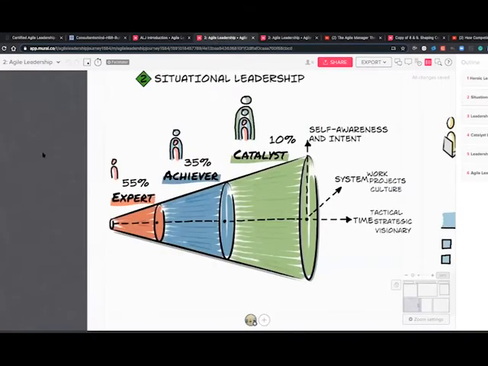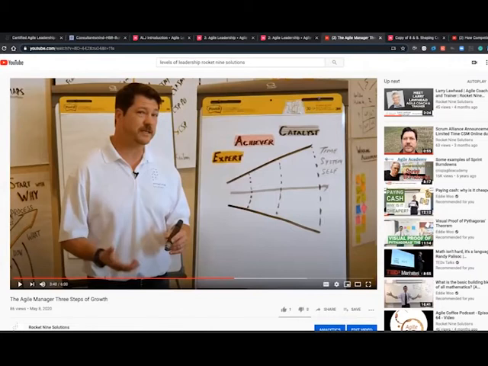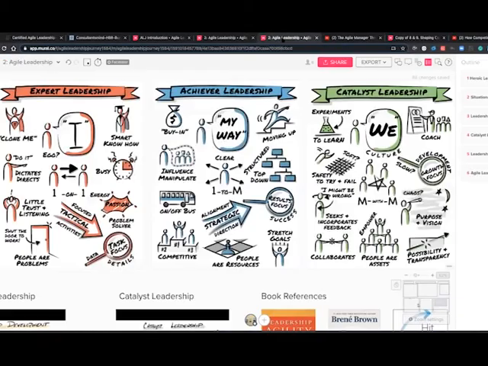So first of all, the Agile leader is moving from being an expert to what we call a catalyst. The majority of management is in this expert or achiever phase. That is, they are the smartest person in the room. They have all the answers. We're trying to move them into this area of growth. If you haven't seen this explained, do take a look at the video, The Agile Manager's 3 Steps of Growth. That's on our YouTube channel, and that fills in some of this information. Just as a little bit of a detail, diving into that, the expert leader commonly is the one who really does get all these great results.